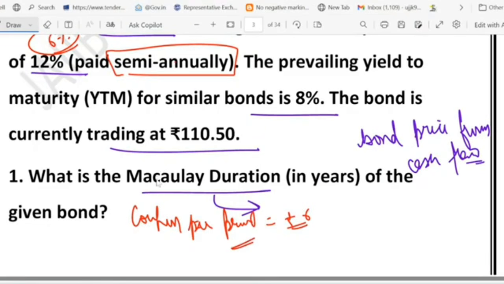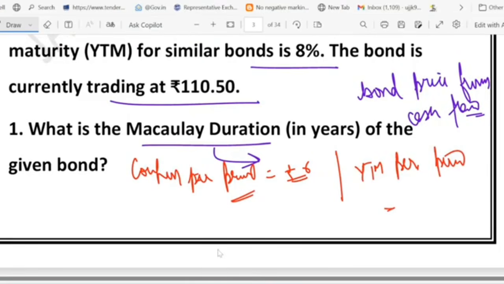So every half year, you can see YTM is given as 8%, but this 8% is annual. So what will be the YTM for 6 months? It will be 8 by 2, which is equal to 4%.